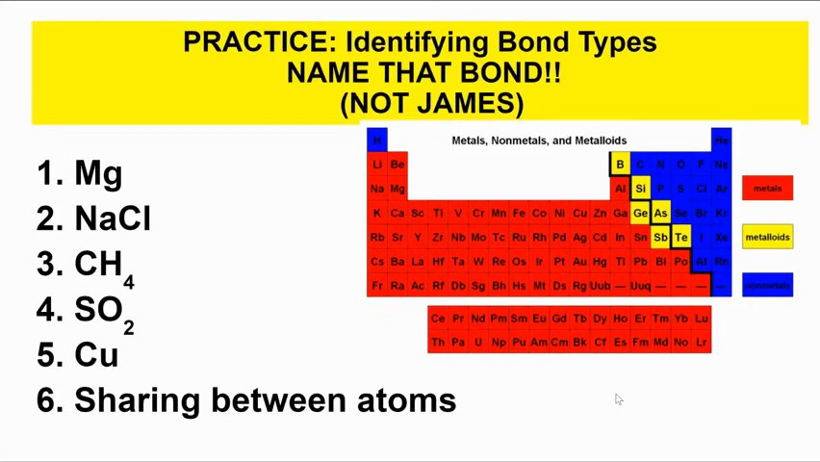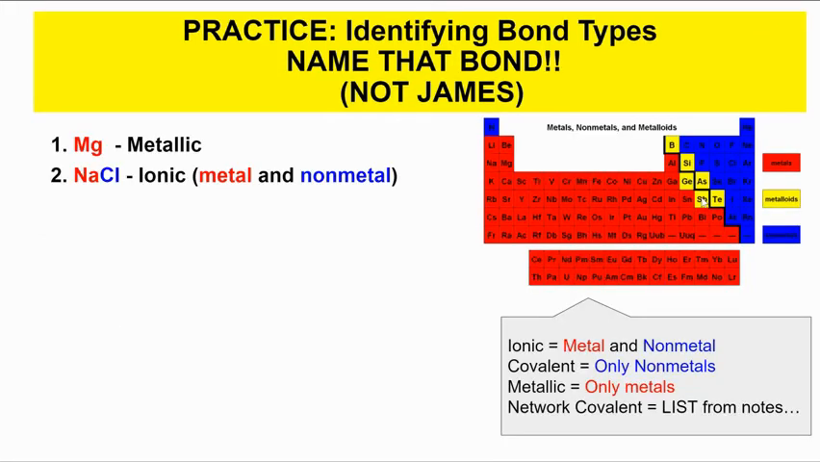What about sodium chloride? What type of bond forms with sodium chloride? If you looked on the periodic table, sodium is a metal, chlorine is a nonmetal. Metal with nonmetal. Yep, it should be an ionic bond. Ionic bonds form between metals and nonmetals.